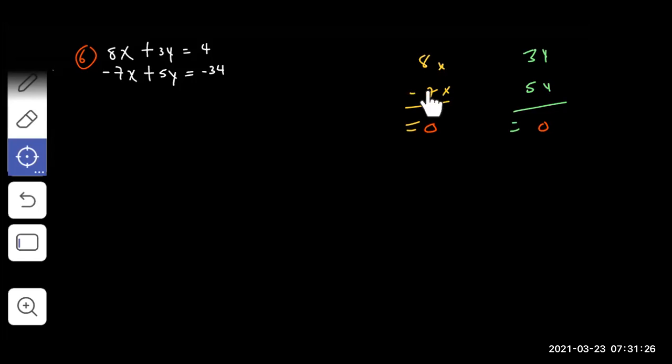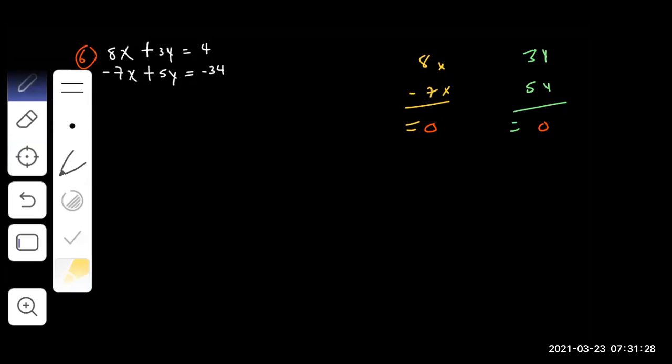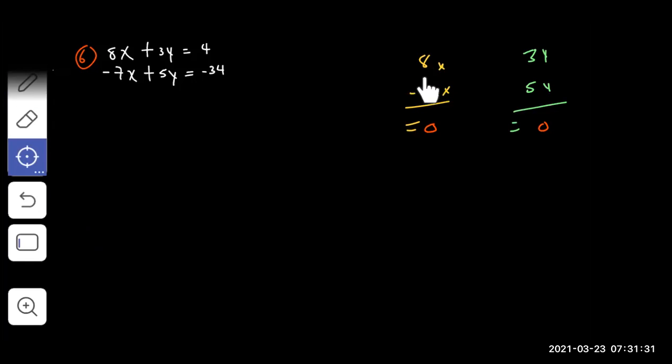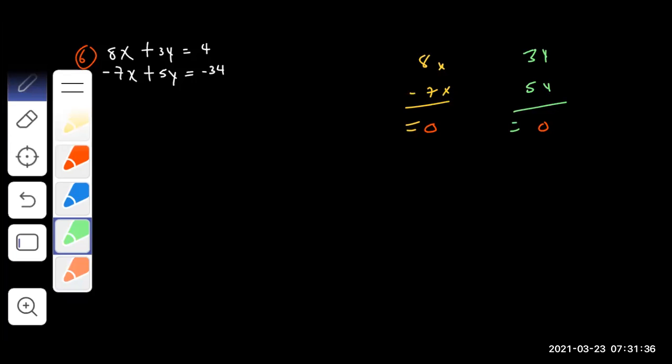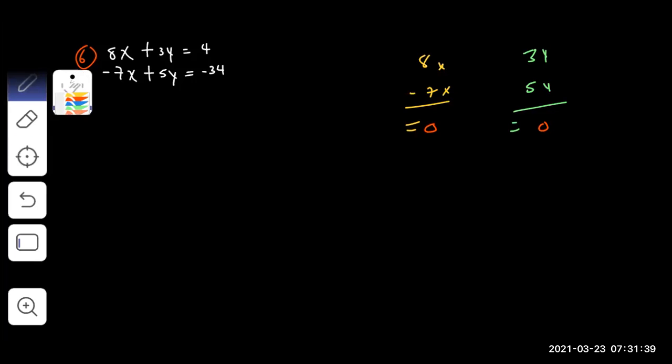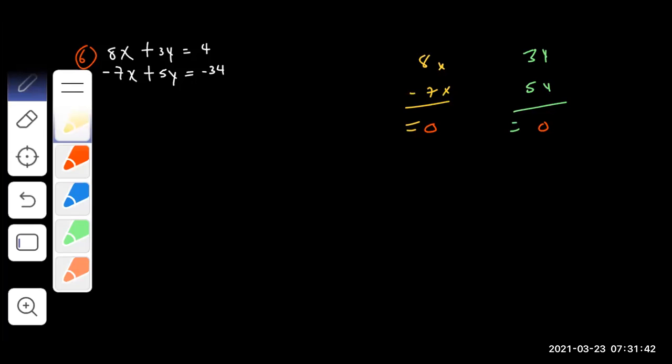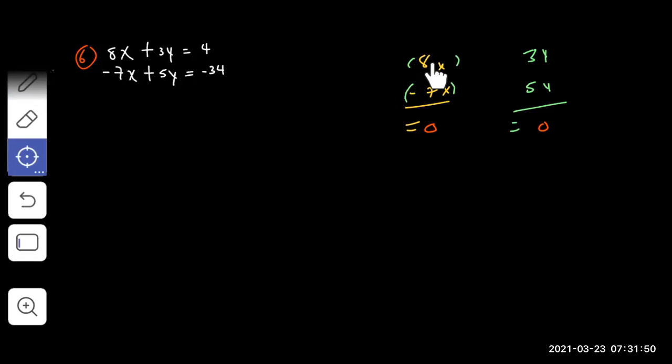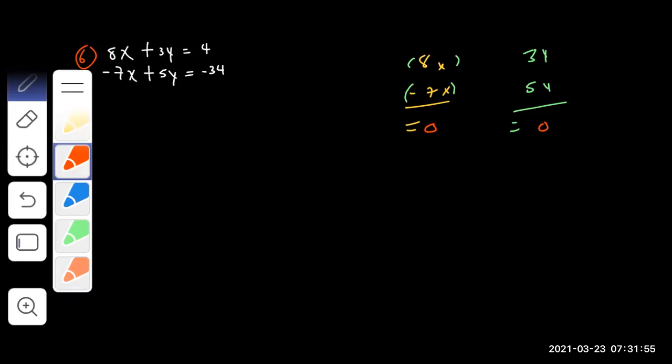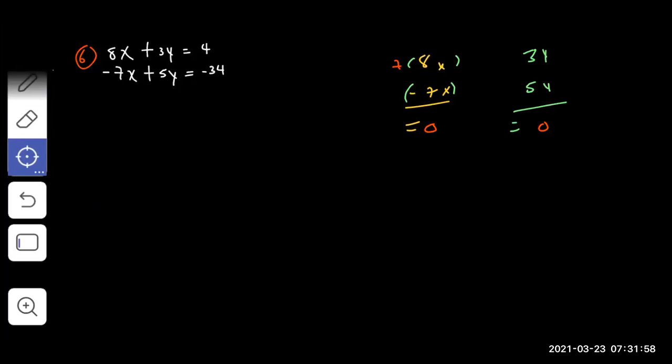But guys, you need to make these numbers be the same. How do we do that? In this case they're not multiples of each other. So what we're going to do is simple. Have a look. You are going to place parentheses here, here, here and here. The first number, 8, I will multiply by the second number, 7. And the second equation is going to be multiplied by the first coefficient of x, 8.